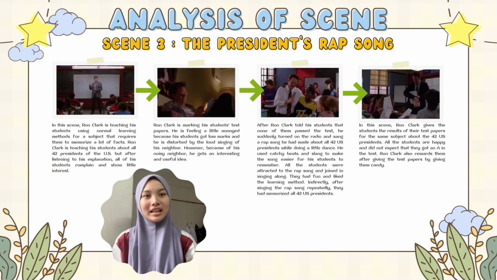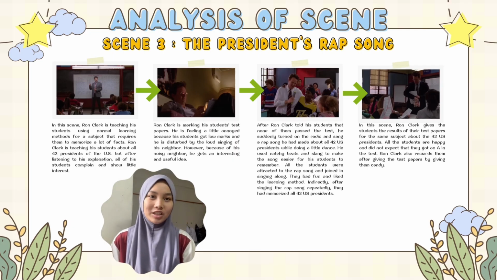Analysis of scene 3 is the president's rap song. In this scene, the students failed their test because they had to memorize many facts about the 42 US presidents. At first, Ron Clark used a normal teaching method, but the students showed little interest and complained. While marking the test papers at home, Ron Clark was disturbed by his neighbors' loud singing. This gave him an idea to use music as a teaching method.